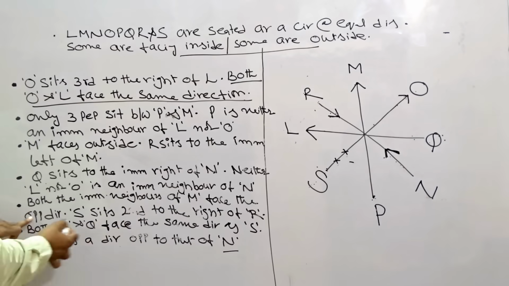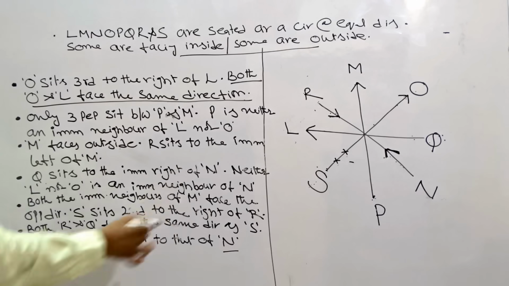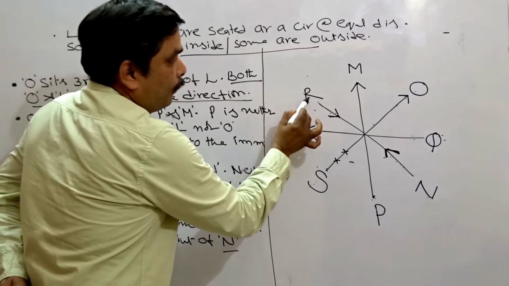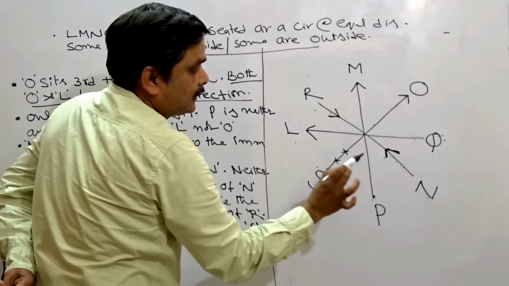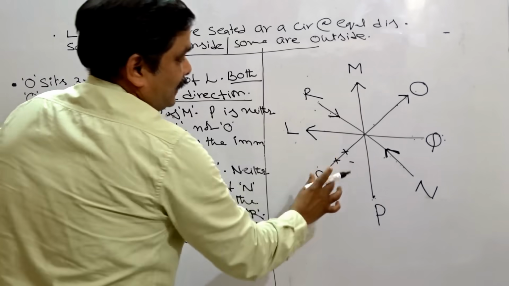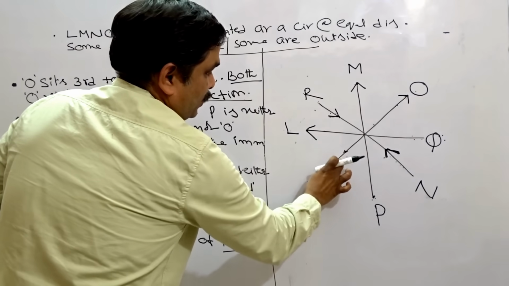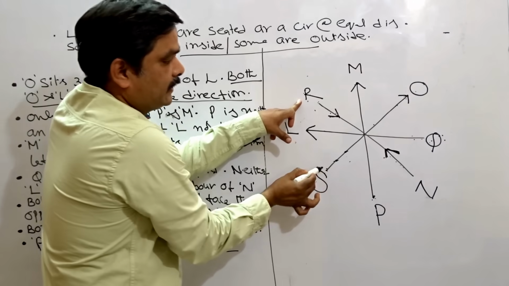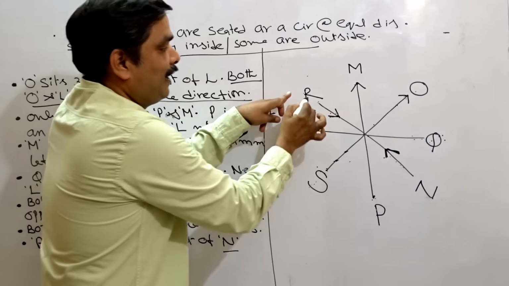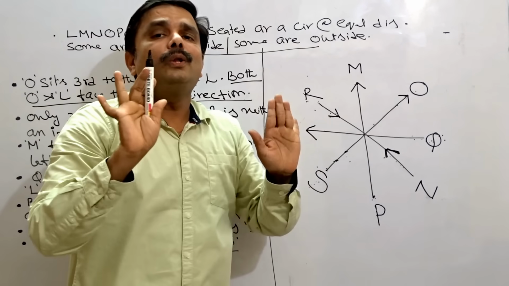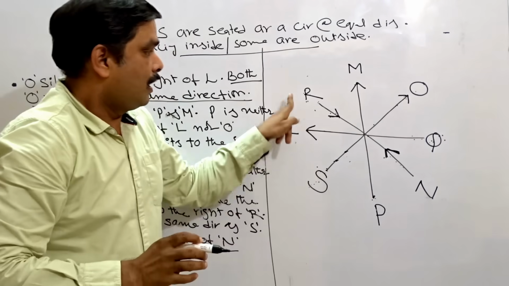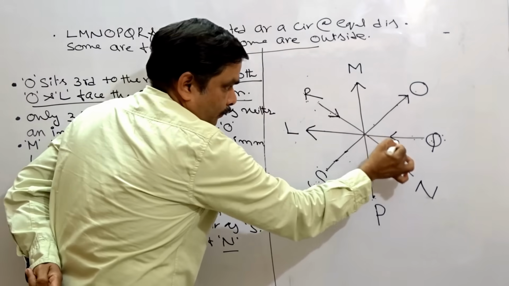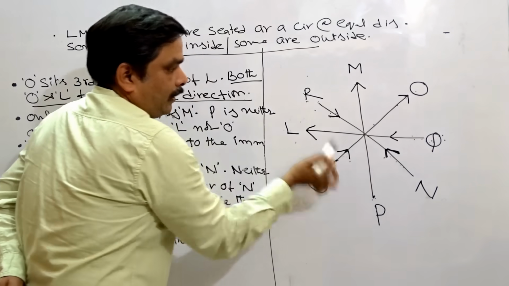L and O, opposite directions, over. S is second to the right of R, over. Both R and Q face the same direction as S, they have given. Now let us go for this information here. What's the meaning of this one? R, Q and S, all the three must be facing the same direction. Out of the three persons, I have the direction of R. Now R and Q should face inside along with the S of course.